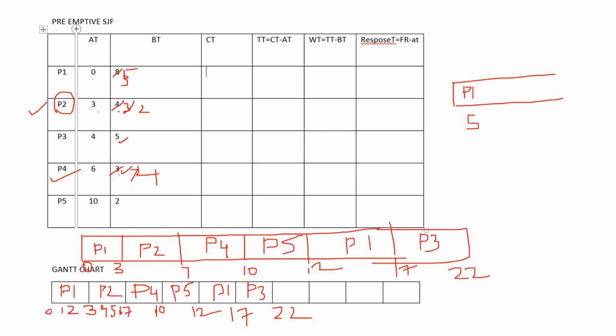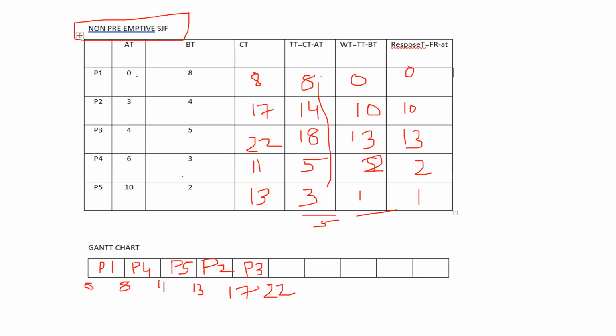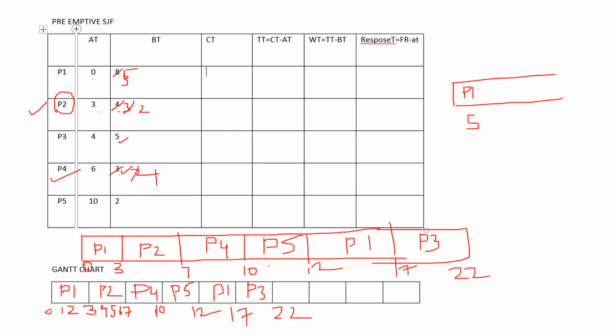Okay, so you see the previous one and this one have the same question, but this one is non-preemptive. So what is the Gantt chart? P1, P4, P5, P2, P3. Okay, but here see P1, P2, P4. So the question is the same, but because of preemptive and non-preemptive, the answer is very different. The CT, TT, completion time and all are the same thing.